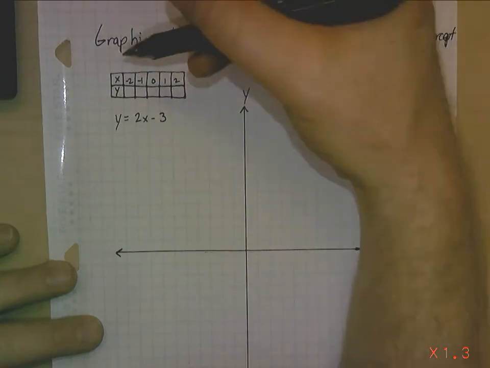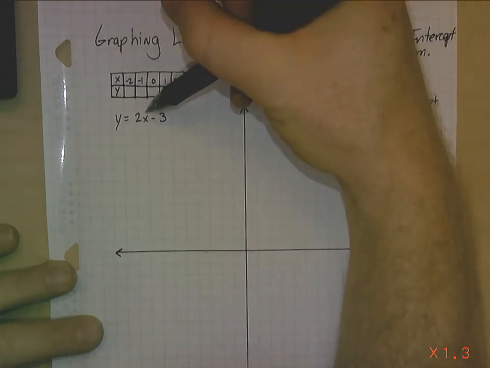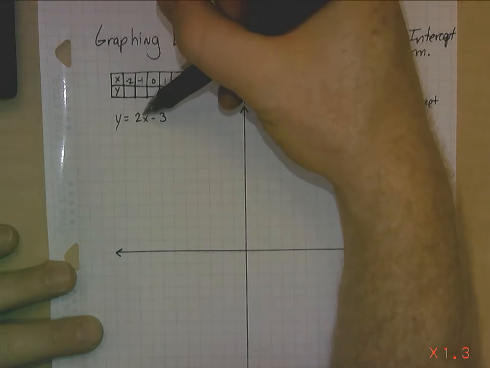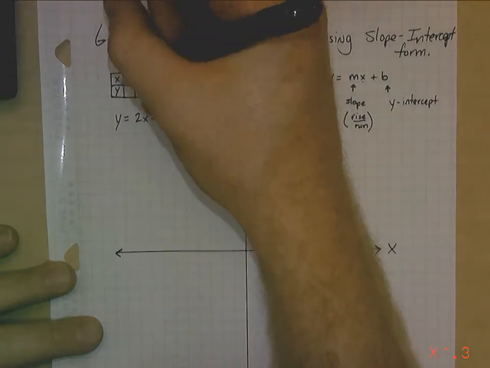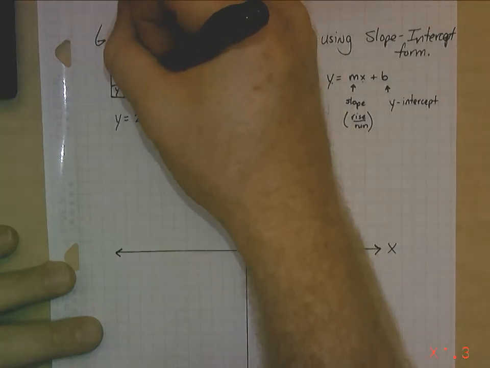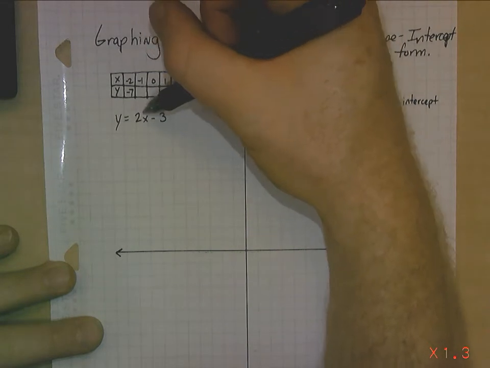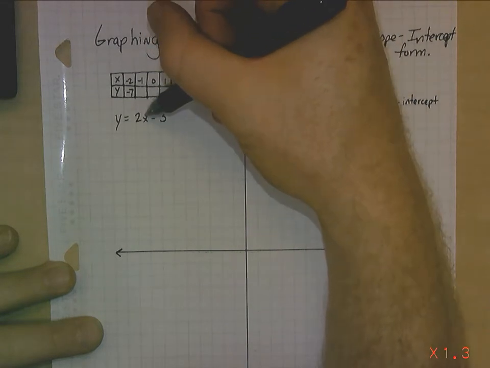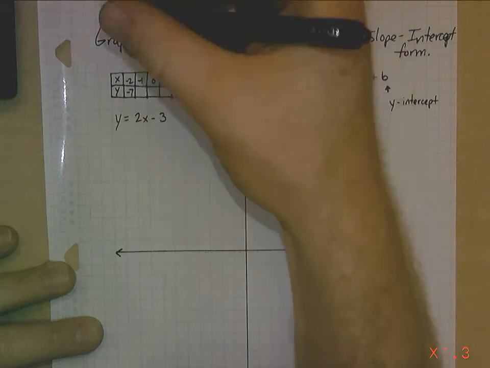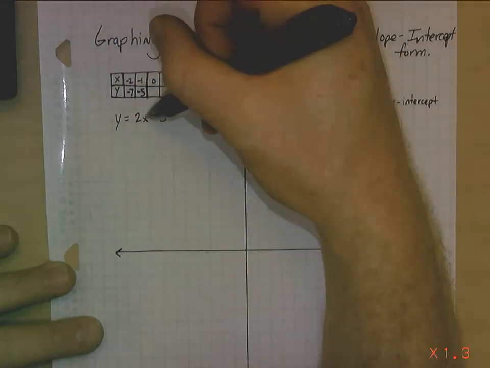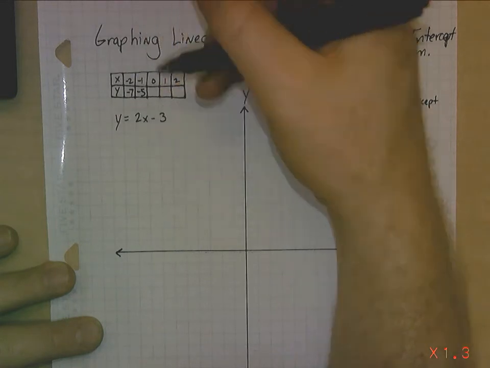So what you're going to do is plug it in. You plug in -2 in place of x. This is going to be 2 times x, which in this case is -2. So 2 times -2 is -4. -4 minus 3 is -7. So that means y equals -7. Same thing with -1. Plug -1 in here. So 2 times -1 is -2. -2 minus 3 is -5. 2 times 0 is 0. 0 minus 3 is -3.